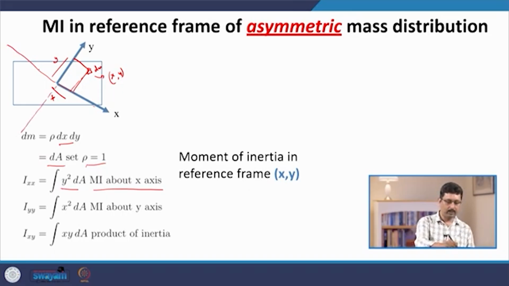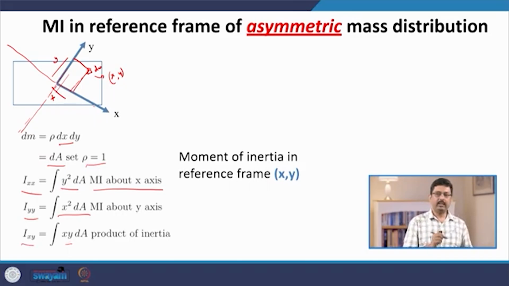So, with respect to this axis, if I calculate the moment of inertia, that will be Ixx, and similarly if I calculate this particular integral x squared dA about the y axis, that will give me the moment of inertia about this particular y axis. And similarly, if we calculate the product xy times dA, that will give me the Ixy.